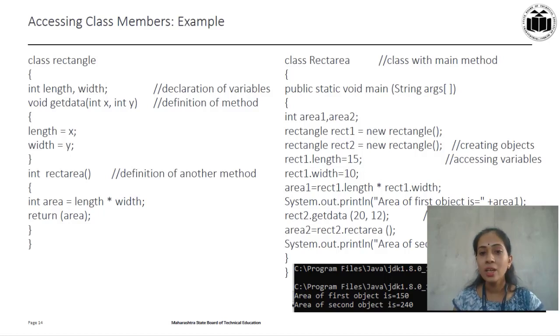In the next, rect2 dot getData. So here I have accessed the method by using the dot operator. So in this way you can access the class members by using the dot operator. So let us execute this concept.